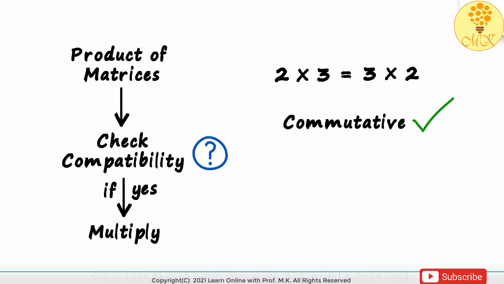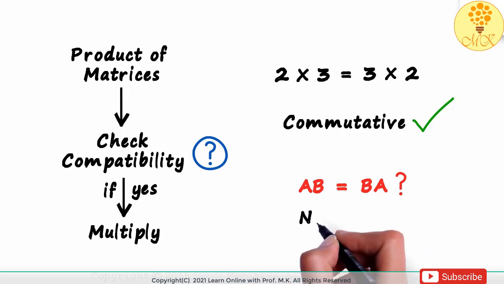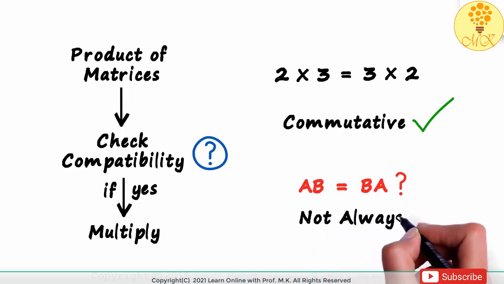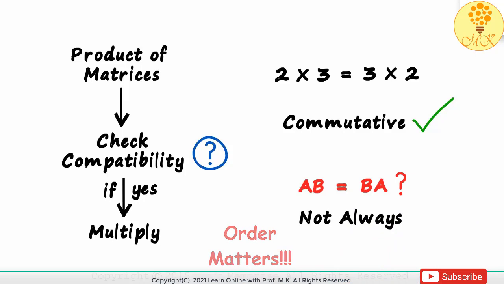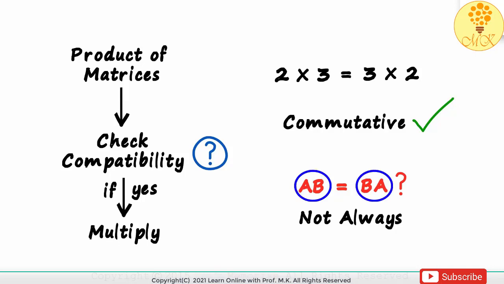But let's say there are two matrices A and B. Will A times B always be equal to B times A? The answer is not always. The order in which matrices are multiplied matters. So if we find out that A times B is compatible, it does not imply that B times A is compatible. We need to check for compatibility of each of the products.